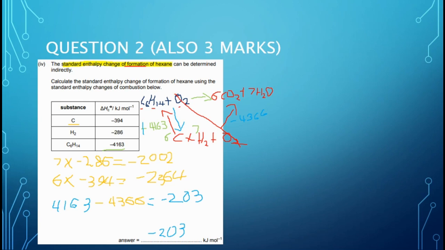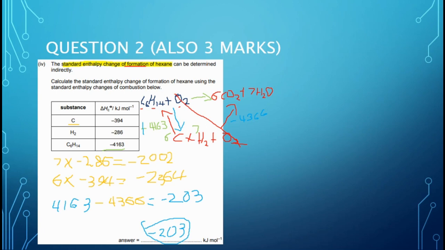Now, I'd like to give you a little tip. Combustion, because this is all about energy, will always have a negative value. So if you're doing combustion and you realize that one of your values is positive, that's when you should get worried and know that you must have done something wrong in the question. So that's a little tip that could help save you in your exams.